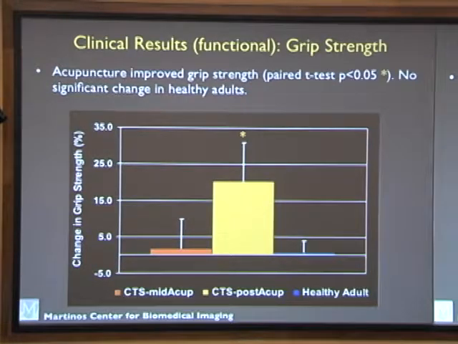So we also found some evidence of functional improvement. This was in grip testing. These are now change scores relative to baseline. There's a wide variability between subjects in what somebody's maximum voluntary contraction is, and so we look at change scores in this case. We see change scores midway through were not very different in the patients, but after the acupuncture protocol, there was a nice improvement in the grip strength in the patients, and no change in healthy adults.